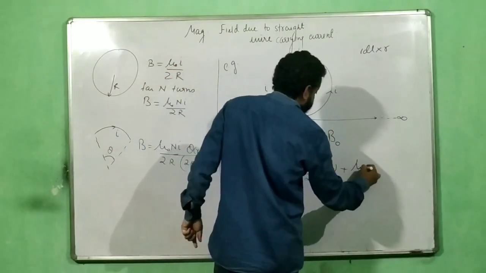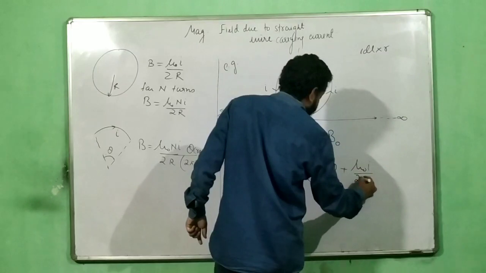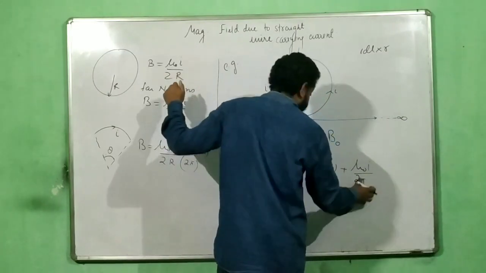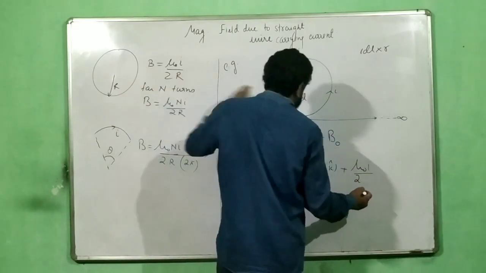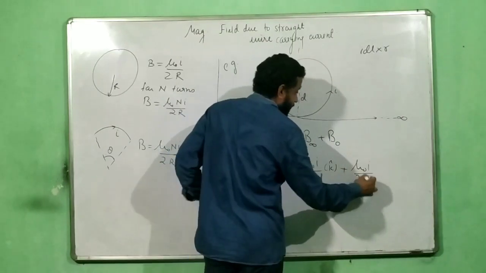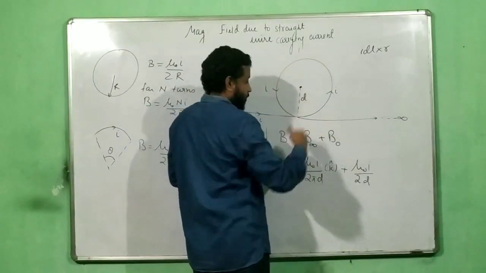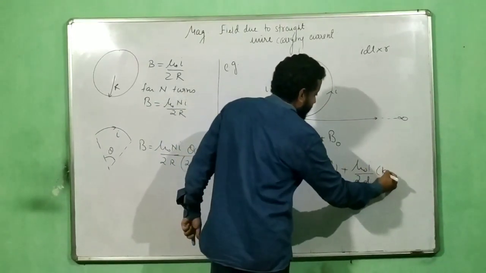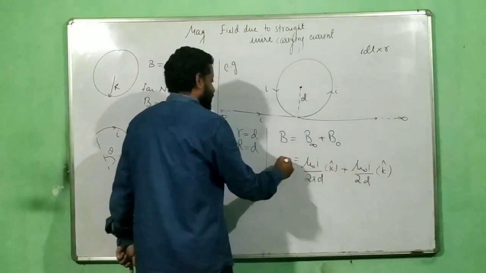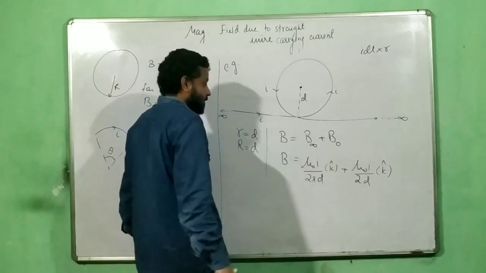So this is equal to mu naught I by 2, pi is not there, sorry, pi is not there. And what is the radius of this loop? The radius of this loop is also d. And this is anti-clockwise, correct? So the field will also be plus k cap. And then you can simplify this and you get the answer.